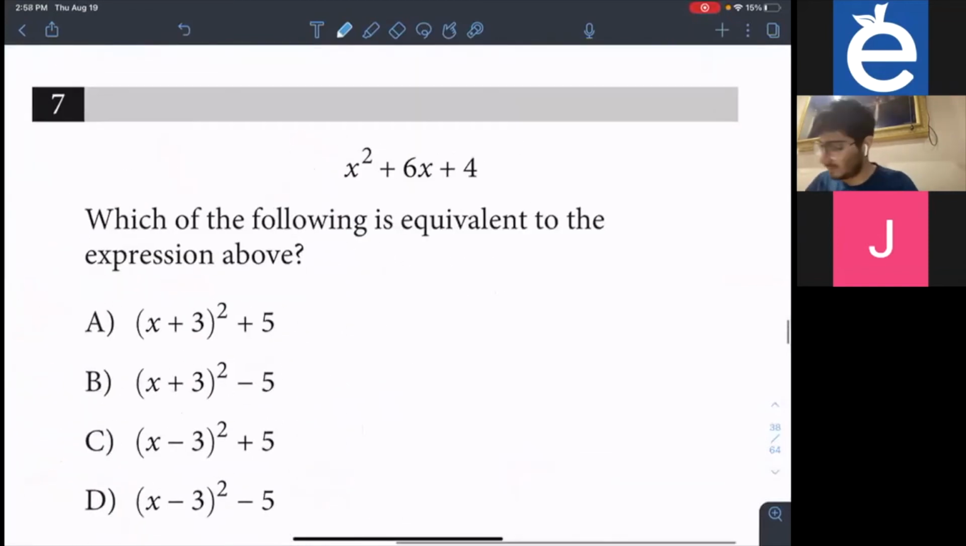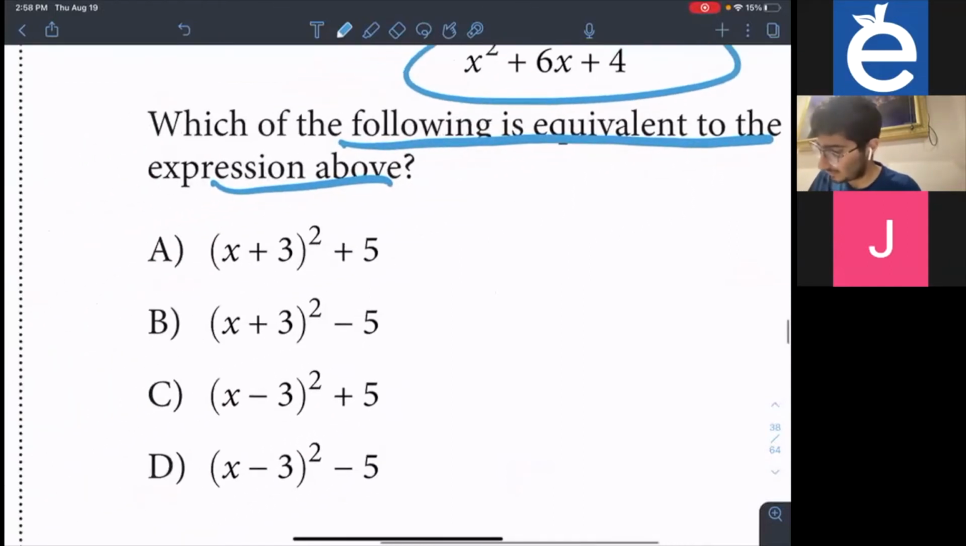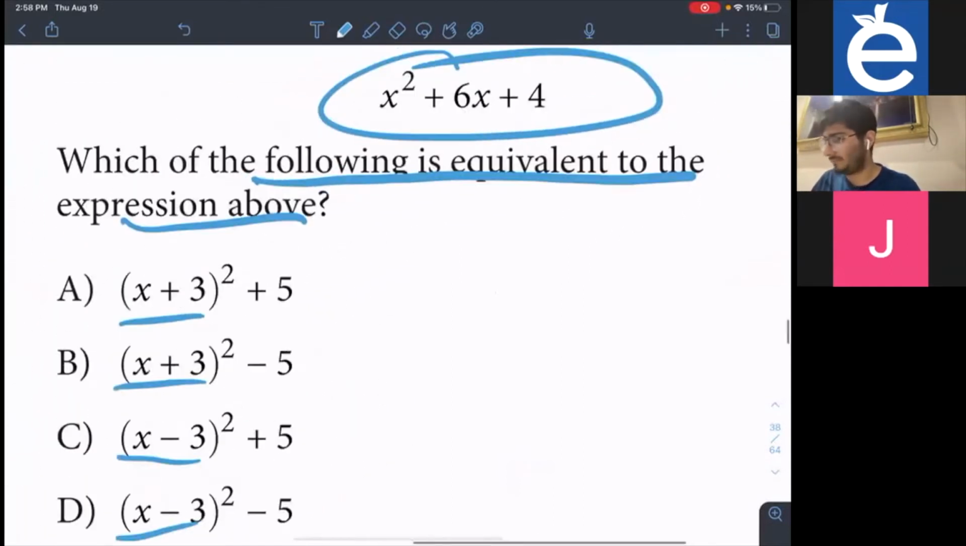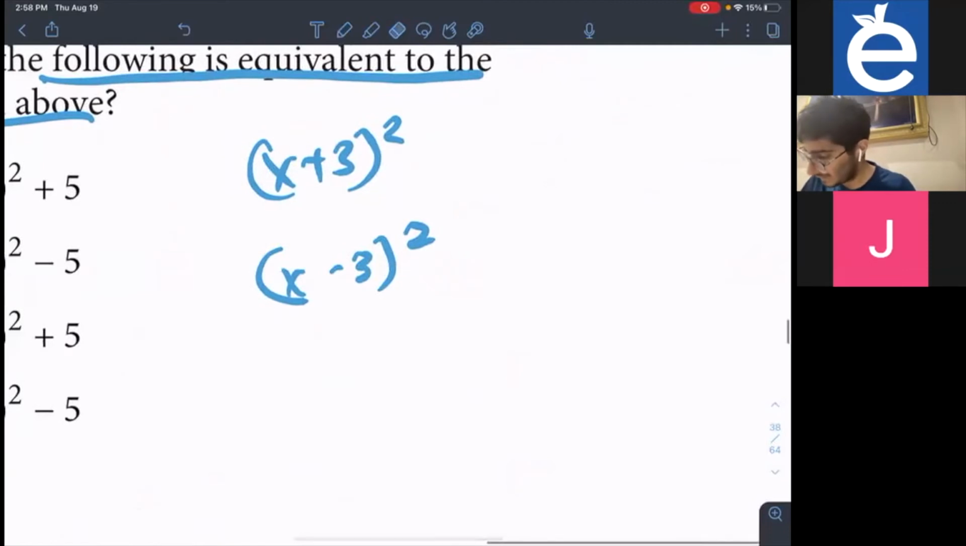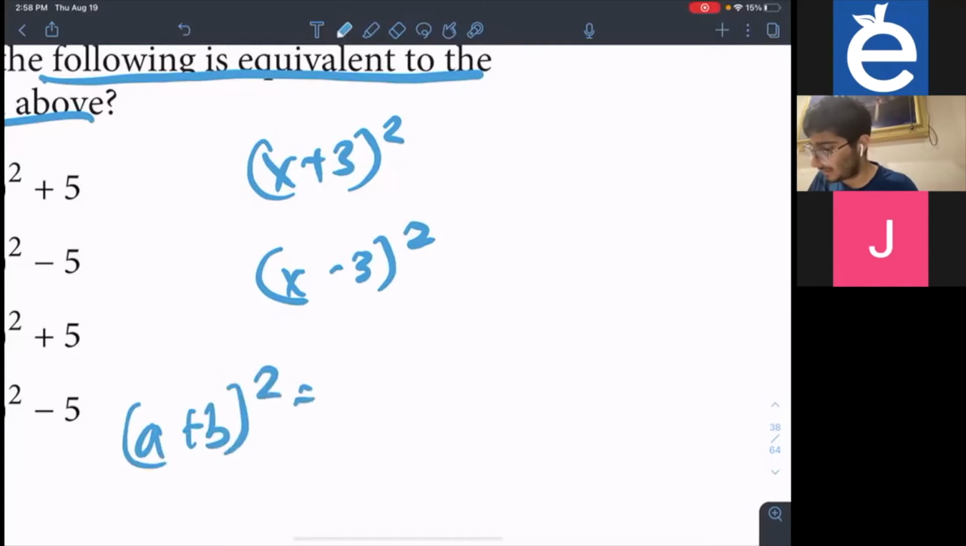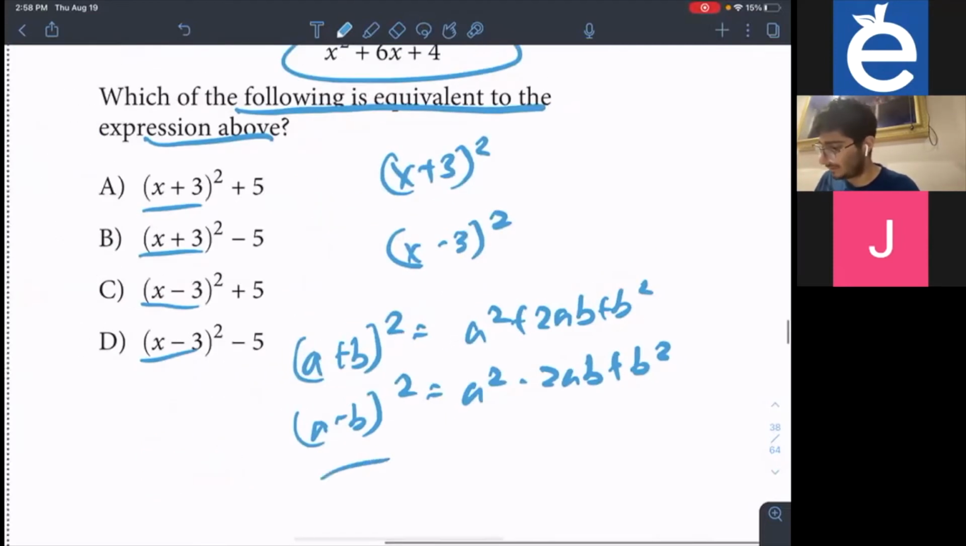Question 7. Which of the following is equivalent to the expression above, right here? Look at the commonalities between the choices. We have x plus 3 squared and x minus 3 squared. A tip I'll give you to solve this problem: if it's a plus b squared, it's a squared plus 2ab plus b squared. If it's a minus b squared, then it's a squared minus 2ab plus b squared. Always keep that in mind.